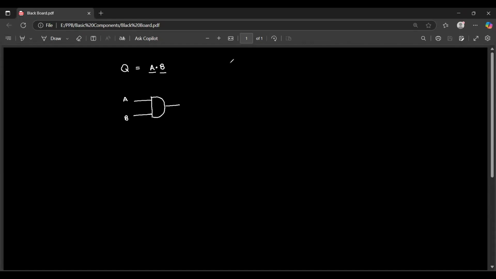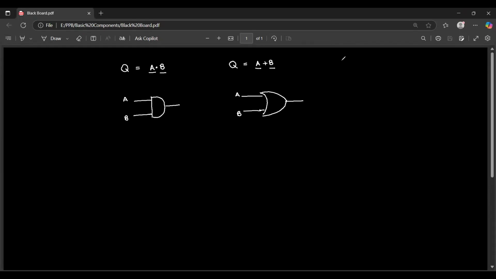If you have something like Q is equal to A plus B, that means we are using an OR gate. There are two signals, A and B, and we are using an OR gate. So we have A and B, and they are passing through an OR gate.